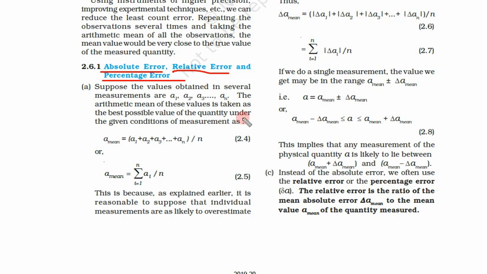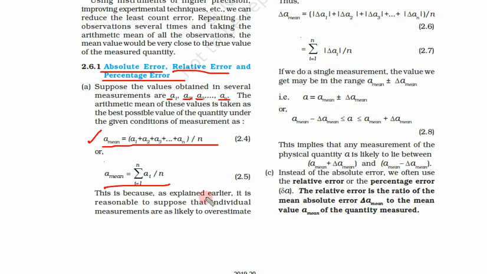Suppose we do some experiment and take several measurements. We do the same experiment several times and we get these measurements a1, a2, a3 and so on. Now if we take the average, what is the average value? We add all of them and divide by n. This is called the mean value or average value, or simply we write it in the form of summation from 1 to n of ai divided by n.